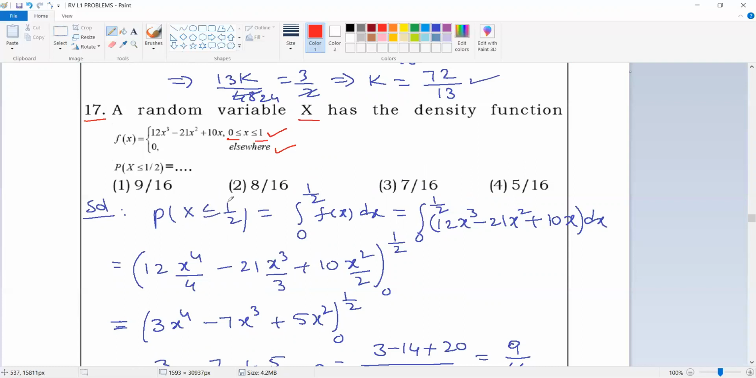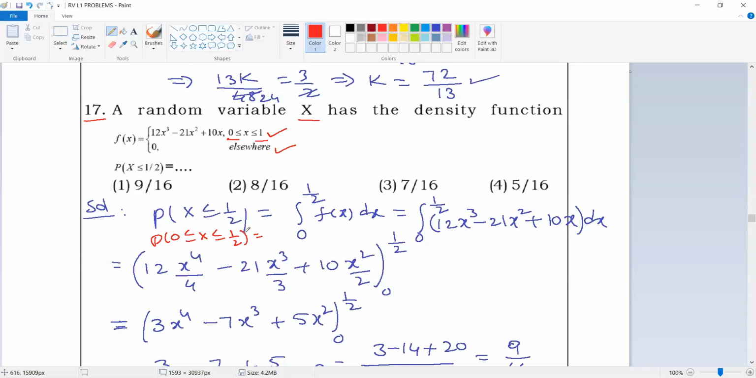So we have to find the probability over the given limits. The given limits are 0 to 1. Our requirement is x less than or equal to half. So the lower limit of x is 0. Now this can be written as 0 less than or equal to x less than or equal to half.